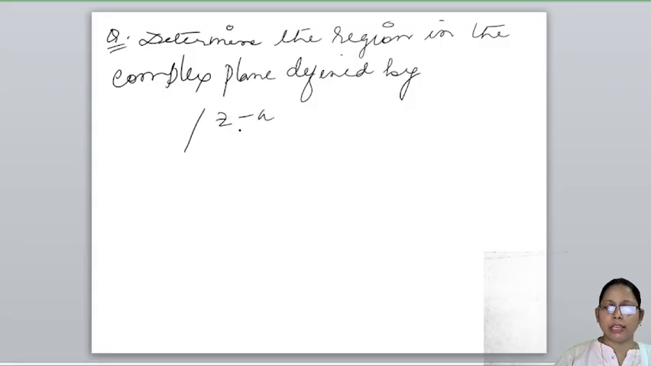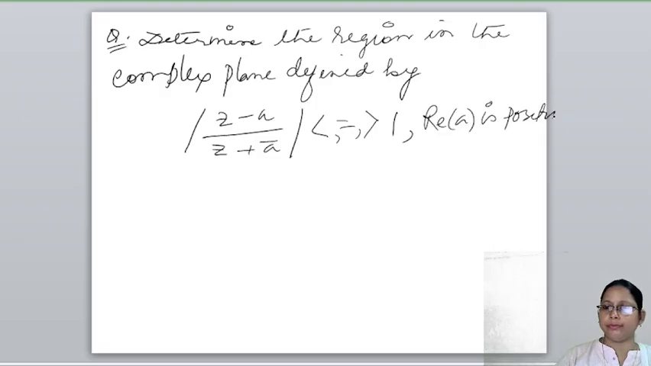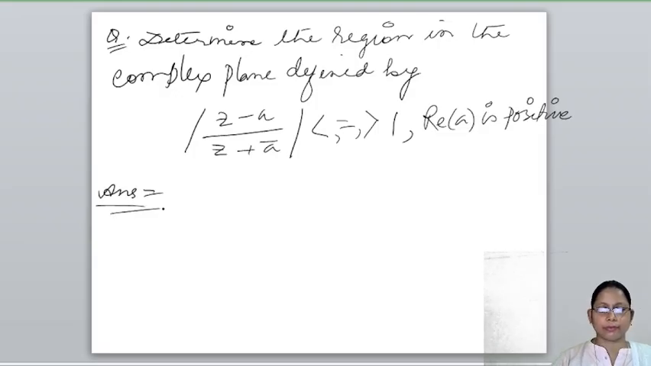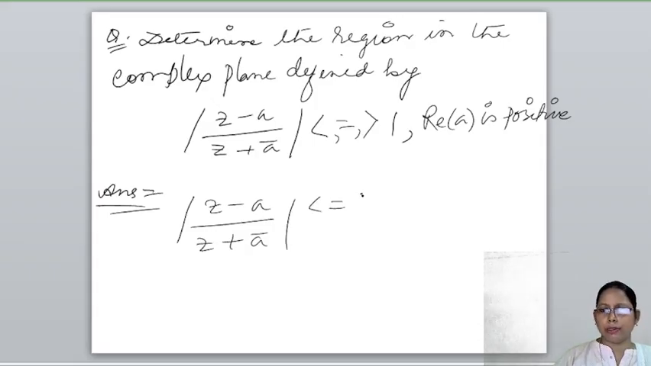|z − a| / |z + ā| less than 1, equal to 1, greater than 1. There are three conditions: when less than 1, when equal to 1, and when greater than 1. I am writing in the same way, provided the real part of a is positive. Answer: we have |z − a| / |z + ā| less than, equal to, greater than 1.